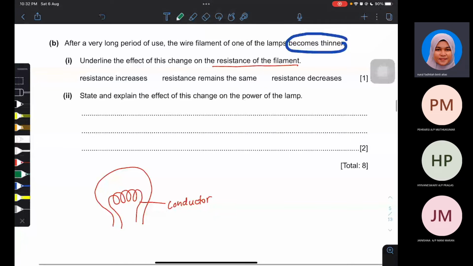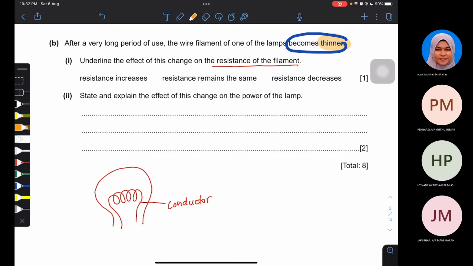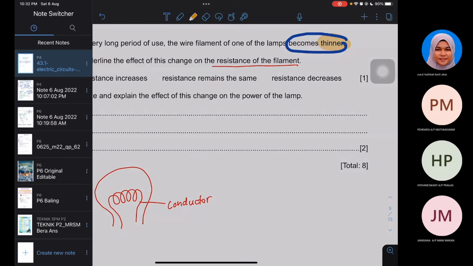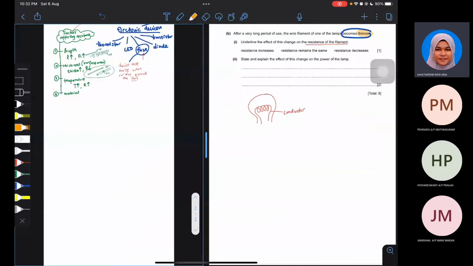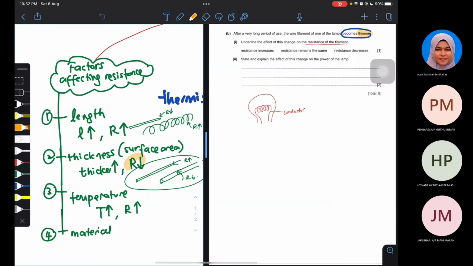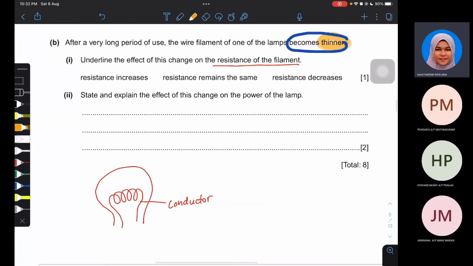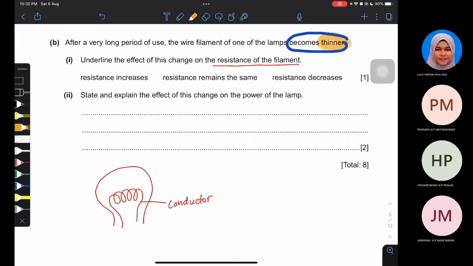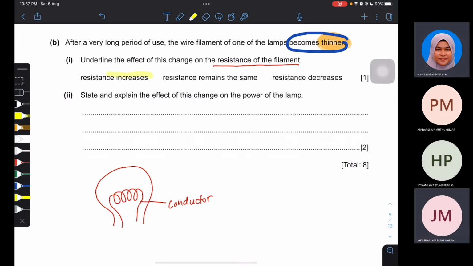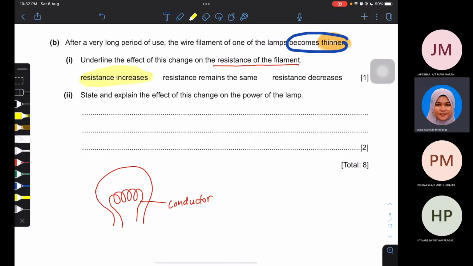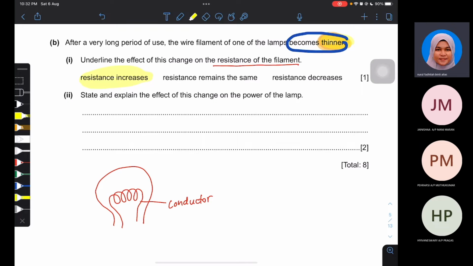Jadi balik pada soalan ni, dia kata underline the effect of this change on the resistance. So sekarang ni which factor we are talking about? Thinner, so means we are talking the thickness. What's the relationship? The thicker, the lower the resistance. Tapi this one is not thicker. It becomes thinner. Jadi what happened to the resistance? Resistance increases, sebab dia becomes thinner. Ada nak tanya soalan? Tak ada.